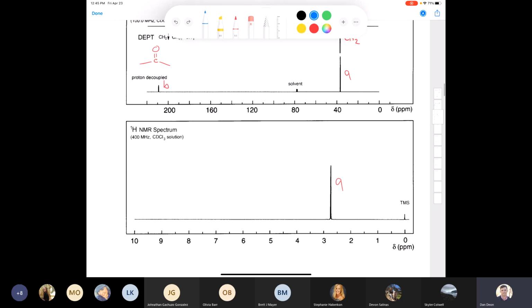Let's go down to our proton spectrum. I literally have 1 type of hydrogen in the molecule. They all must be equivalent because there's no splitting, okay? So the only thing I have in here are methylenes, and they all must be identical. So there must be symmetry in the molecule if there's no splitting in the proton NMR.